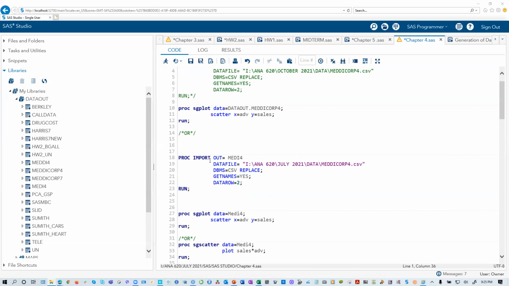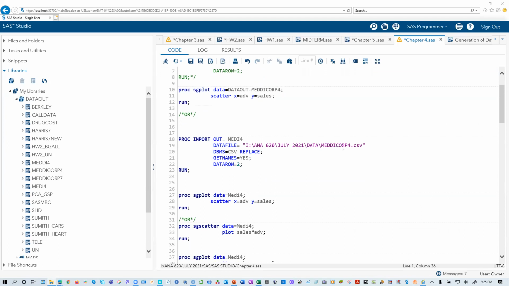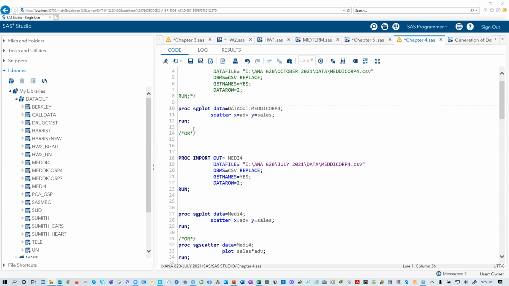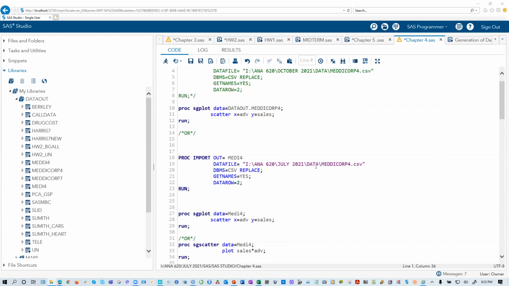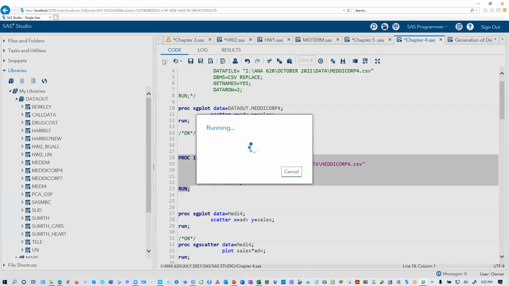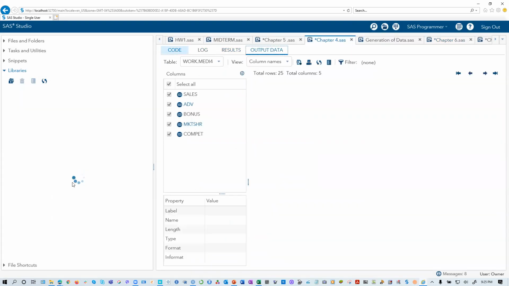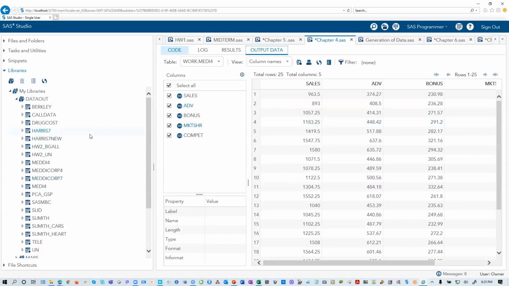So here we do it a different way. Another way: you can go to Medicope and call that one Medi, without making a library. I don't make a library. I just simply say, go to this data, get the CSV data and call it Medi4. See what's going to happen if I run this one. It's the same thing, I'm talking about importing data. Where are they going to be?